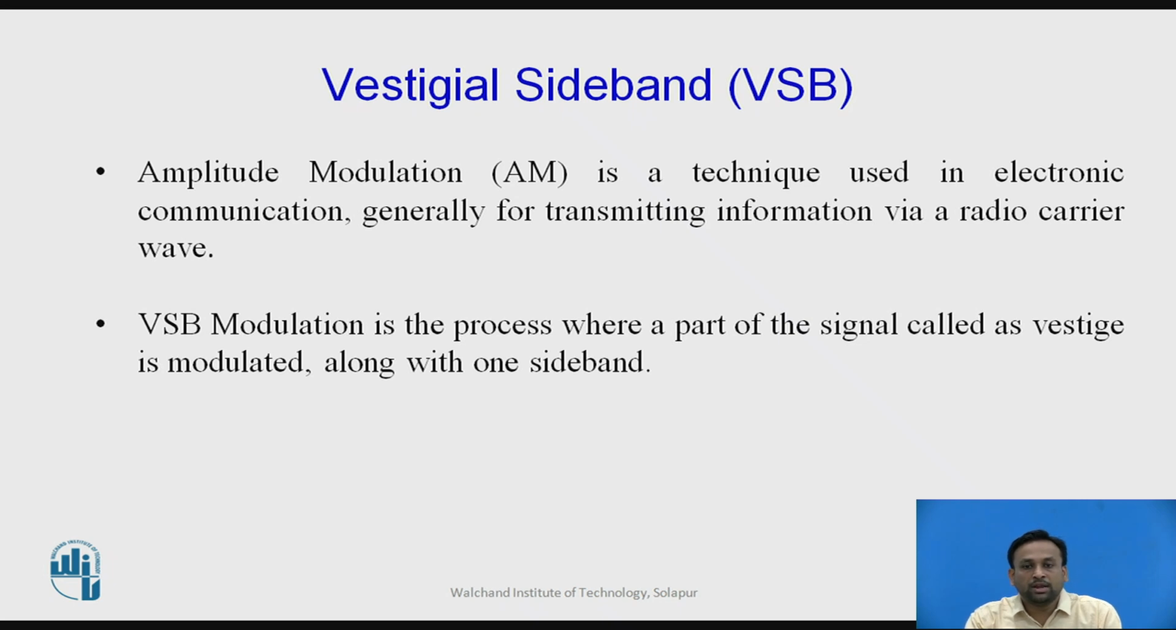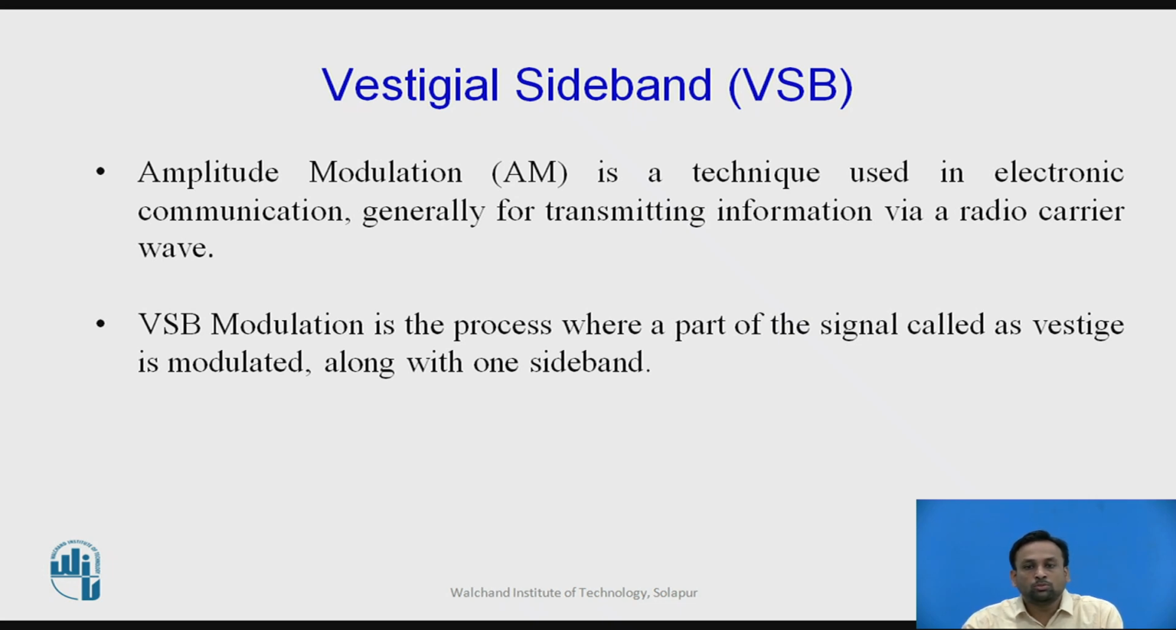So vestigial sideband is a part of amplitude modulation. We need to recall what amplitude modulation is, what its types are, and what their applications are in the communication system. Amplitude modulation is the technique used in electronic communication generally for transmitting information via a radio carrier wave. Means what? In amplitude modulation, we change the amplitude of a carrier signal with respect to the amplitude of a modulating signal, keeping the frequency and phase constant. So that is the definition of amplitude modulation.